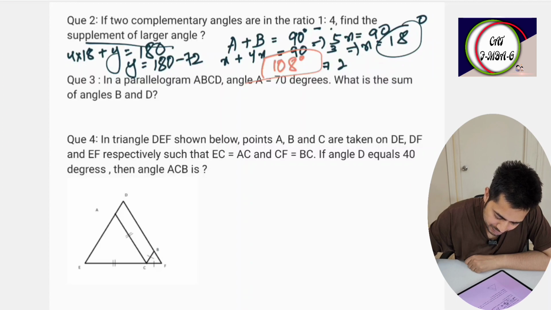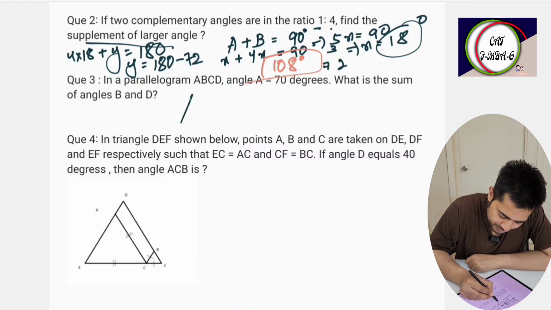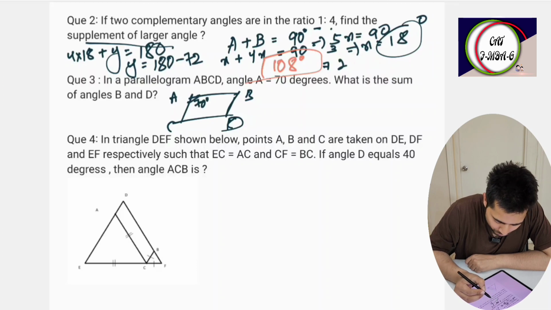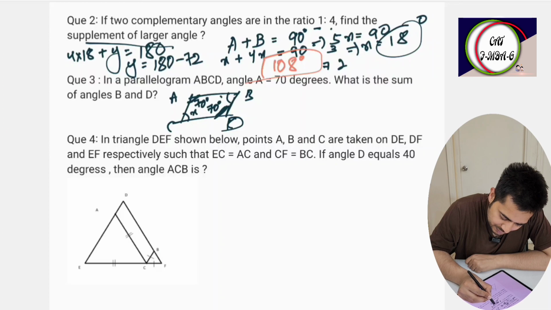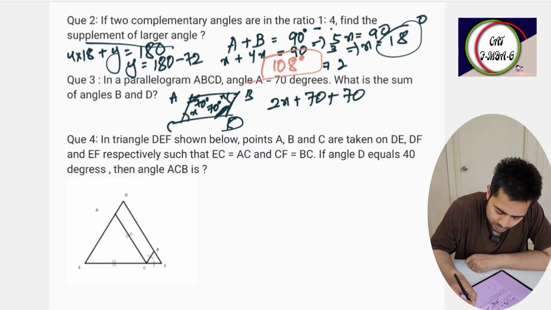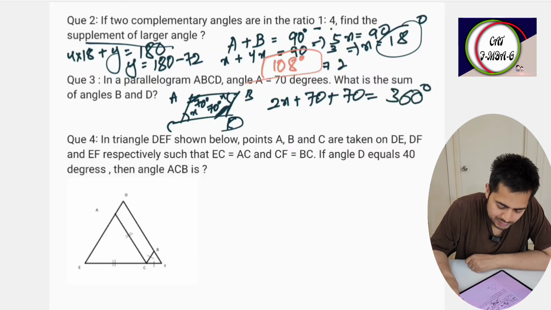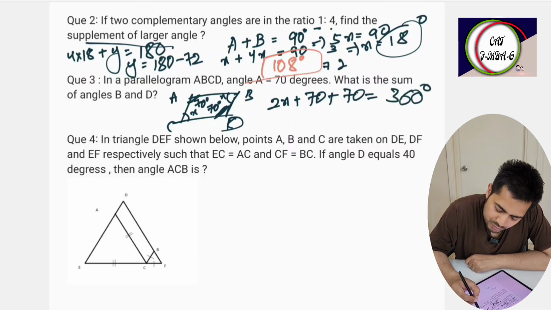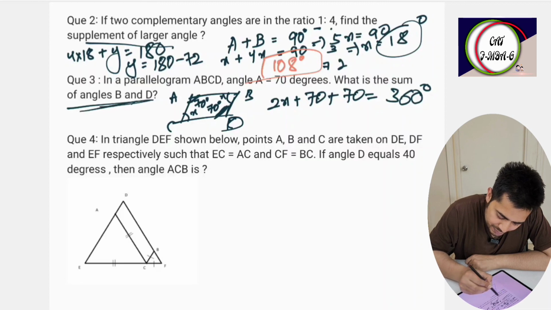In a parallelogram ABCD, angle A is equal to 70 degrees. So let us say a parallelogram is there, ABCD, and angle A is 70 degrees. In a parallelogram, this angle will be equal to this angle, so this is also 70 degrees. And this angle is x, this angle is also x. So 2x plus 70 plus 70 is equal to 360. Sum of all the angles in a parallelogram is 360. What is the sum of the angles B and D?